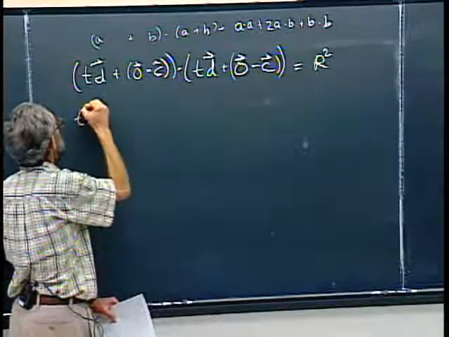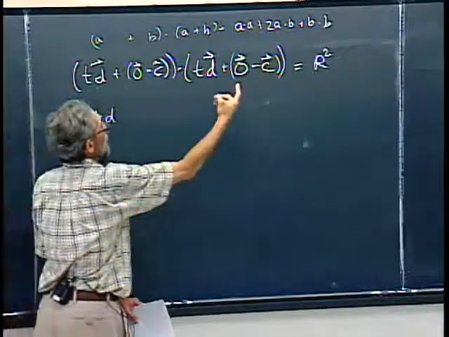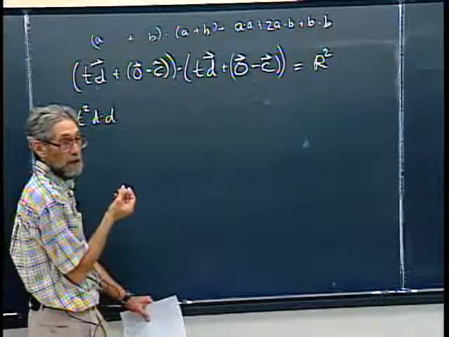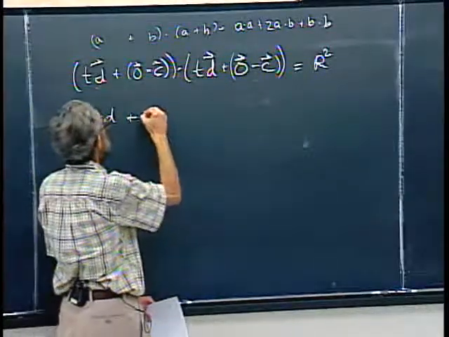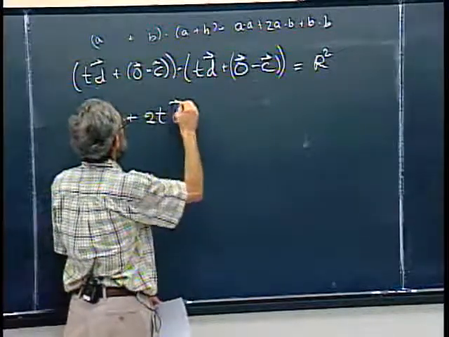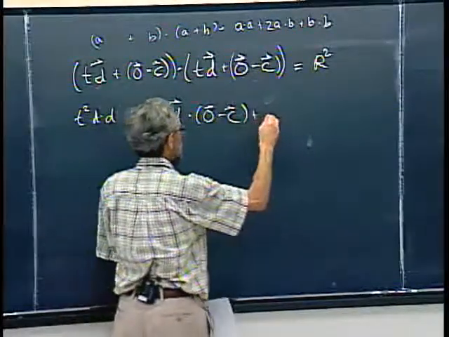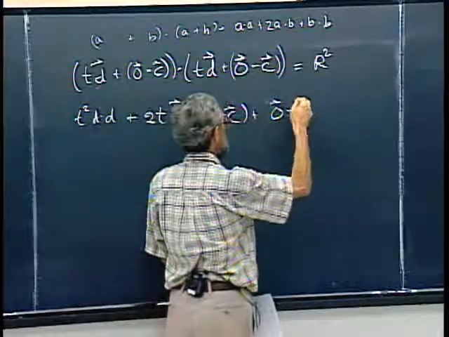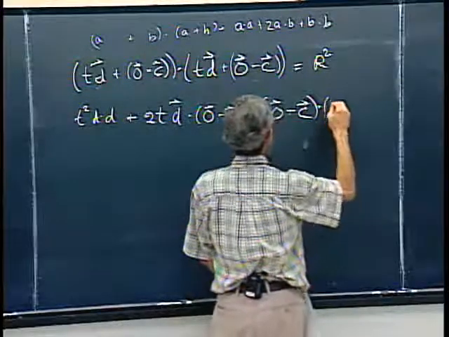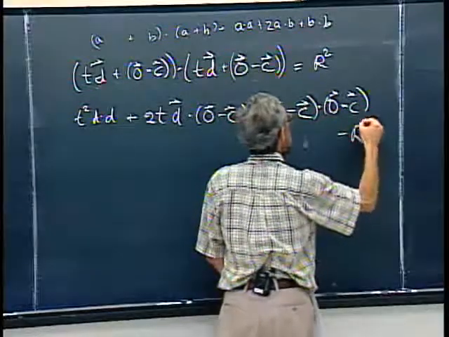I'm going to get t squared d dot d when I take this dot that, and then I have this dot that and this dot that, but it doesn't make any difference what order you do the dot product in, so I'm going to get twice t times d dot (the origin minus c), plus (the origin minus c) dot itself. And then I'm going to say minus r squared equals 0.